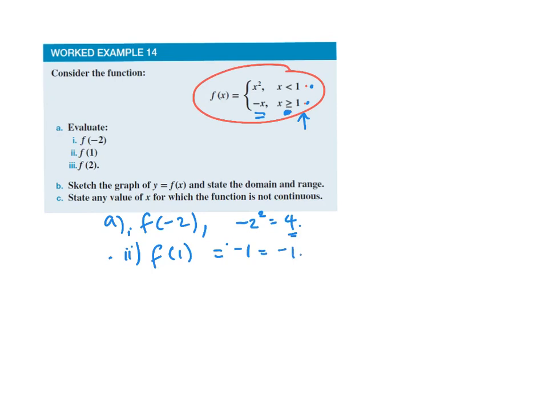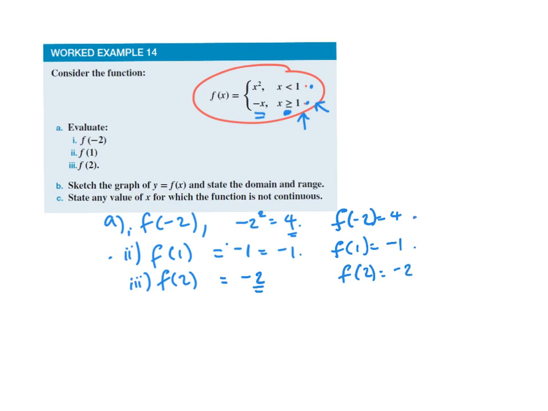So that's it there. And for part 3, for completeness, they've given us one that is squarely in the range greater than or equal to 1. So that would be negative 2. We'll just leave it like that. So we've evaluated that. f of negative 2 equals 4. f of 1 equals negative 1. And f of 2 is negative 2. I've just written explicit statements to answer those questions.